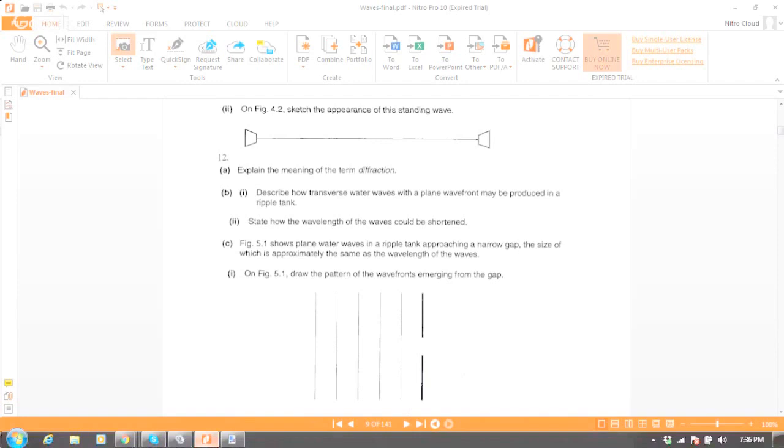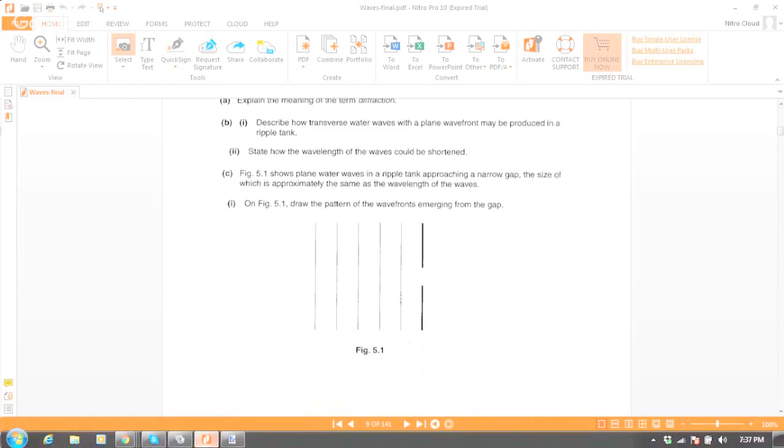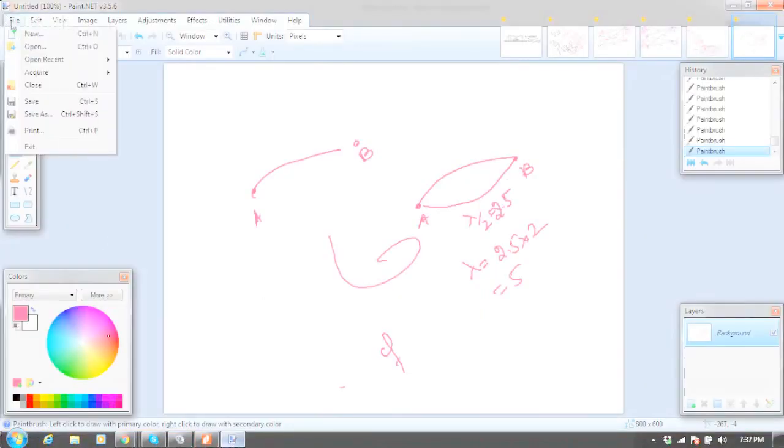वो experiment देना है जो आप बचपन से करते आए हैं. अच्छा, state how the wavelength of the wave could be shortened. आप frequency बढ़ा दें, wavelength कम हो जाएगी. C part 1 है, on figure you have to draw the pattern of the wave. So let's copy this one and let's paste it somewhere here.